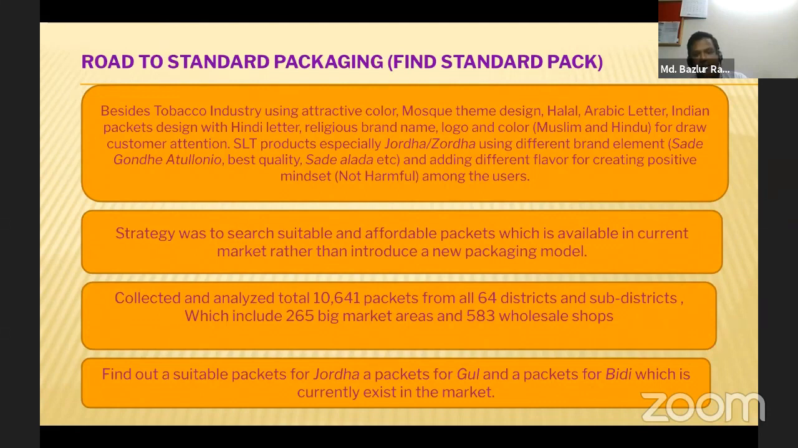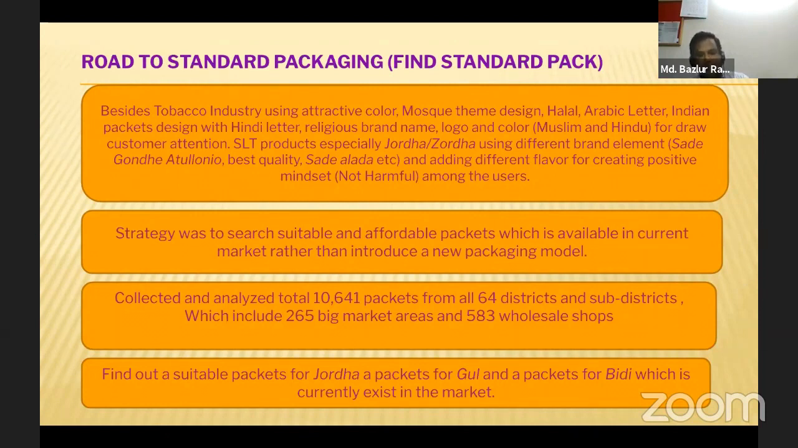SLT products, especially Jorda, use different brand elements. That means in Bengali, the "Sade Gondhe Atullonio", that means the taste is awesome, the best quality. "Shadi alada", that means the taste is different, and adding different flavors for creating a positive mindset. That means it is not harmful. They try to show that it is not harmful among the users.